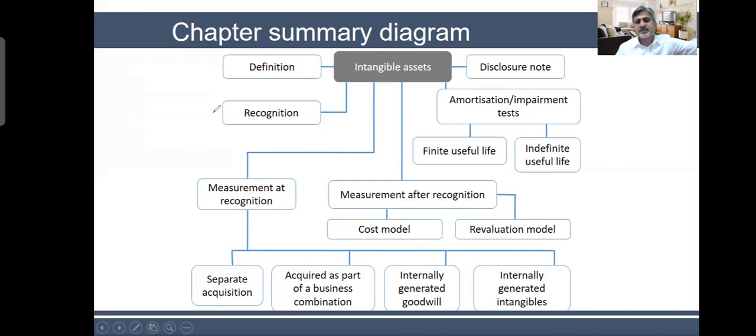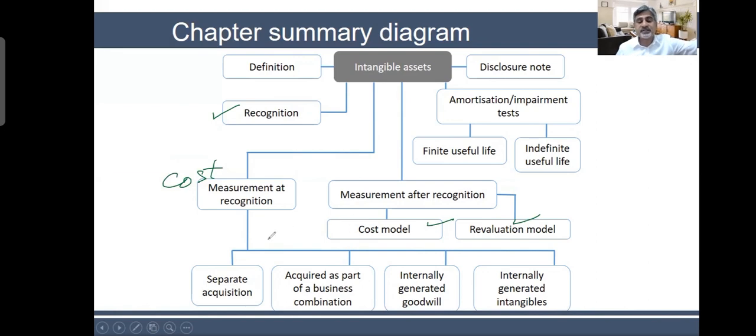So we are going to discuss the recognition criteria. Recognition criteria is quite similar to IAS 16, apart from the development cost, which has capitalization criteria that I will explain separately. Then you have measurement. Measurement is exactly the same as what you did for IAS 16, like cost model in the beginning, and then cost or revaluation model for subsequent. Measurement at recognition is only cost, and subsequent measurement could be cost, could be revaluation.